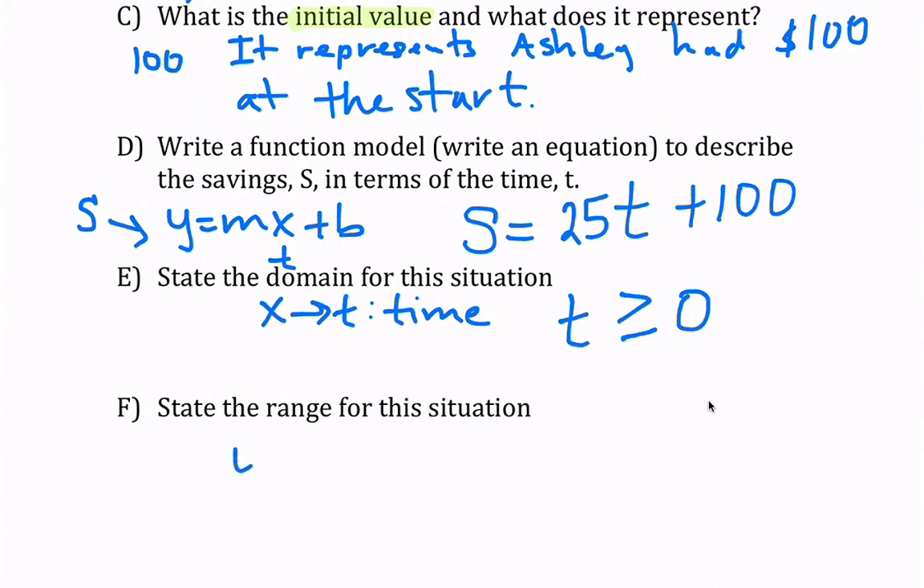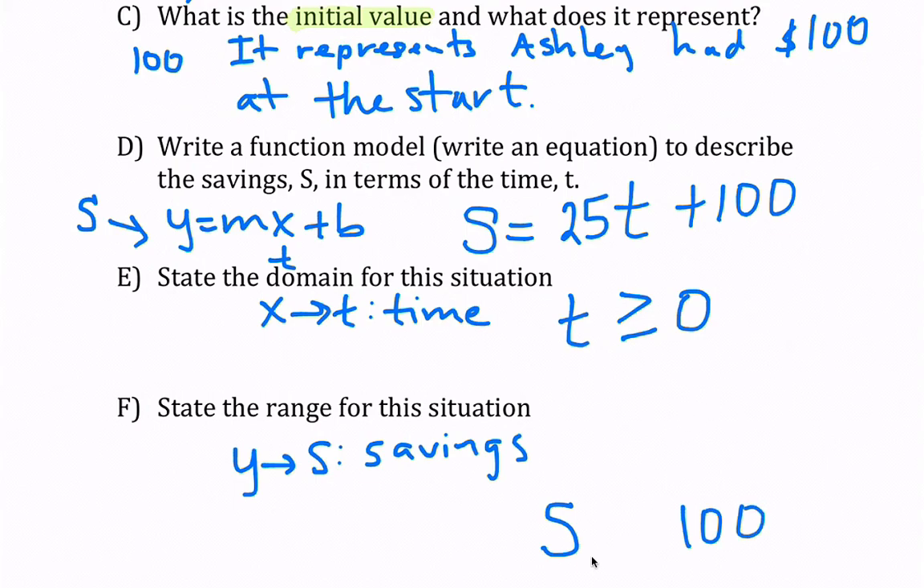So range is y. They used an s in this case, which was her money, her savings. Her savings can keep building up the longer that she saves, but the lowest is going to be what she had to begin with. She's starting at 100. Her savings can just keep getting larger, so I'm going to put s greater than or equal to 100. Because it starts at 100, but it's going to keep getting greater the longer that she saves.